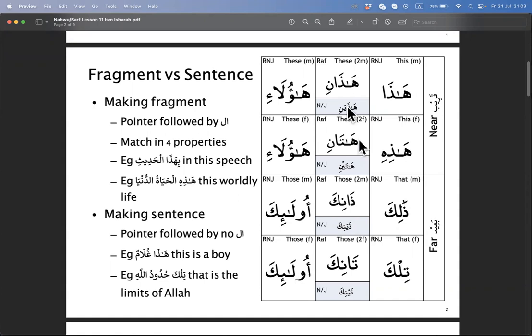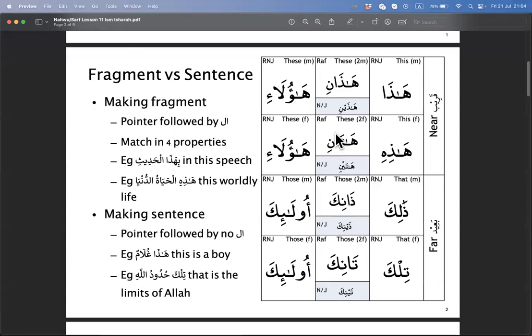But the dual will be a bit different. So hadani, hadaini. It's like muslimani and muslimaini, right? It sounds exactly like that. And the feminine is muslimatani, so hatani. It sounds like tani, tiny, tiny. So the duals have different versions for the nasab and jar, but they are very rare anyway in the Quran, so don't have to worry so much about that.